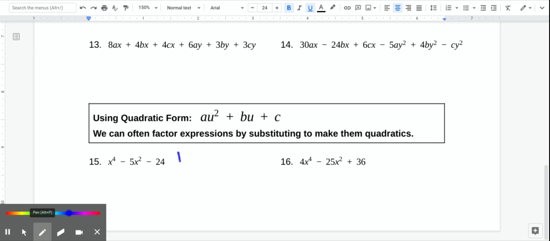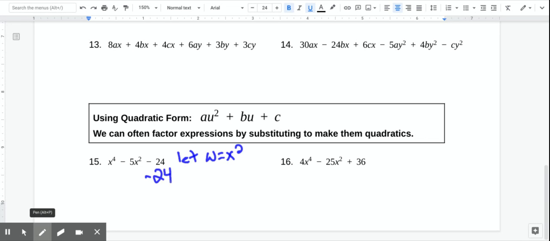So what we're going to do is let w be x squared. I'm going to substitute this into the problem. That doesn't change the 24, but instead of 5x squared, it's just going to be 5w. And instead of x to the fourth, it's going to be w squared. I'm just making that substitution, and now I can factor this. That's just one of our really easy factors.